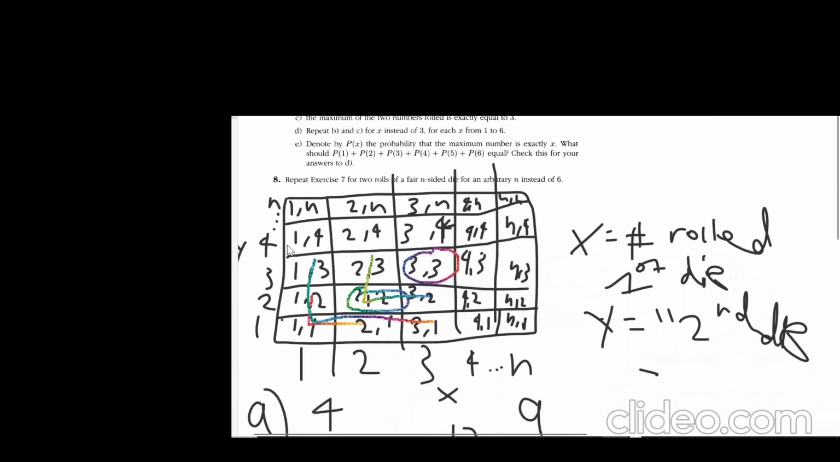Okay. So problem C, the maximum of each number rolled is exactly equal to 3. Okay, so this one's a little different. For the max to be exactly equal to 3, it means that the square has to have 3 in it.